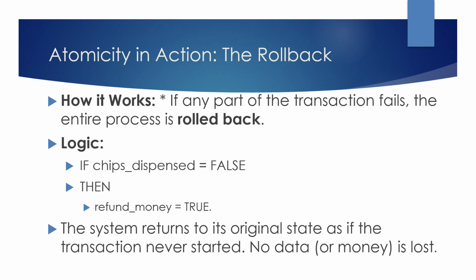So what should be the right action if the chips packet has not fallen from the machine? The machine should refund that boy, right? So that is what atomicity is. Atomicity means if any part of the transaction fails, the entire process has to be rolled back. The system should return to its original state as if the transaction never started, so that no data will be lost or money will be lost, right? This is a very important property for the transaction.